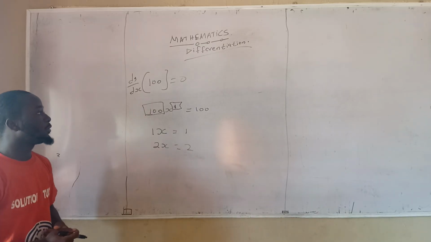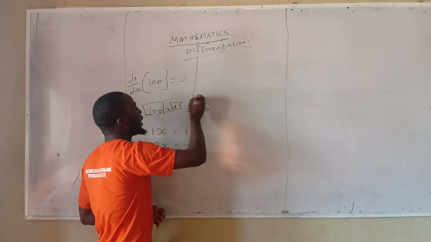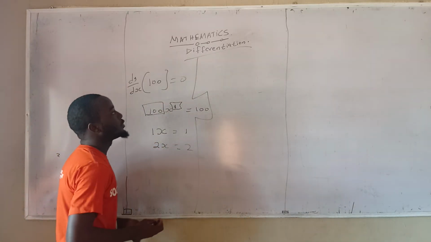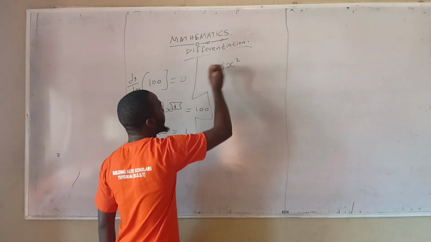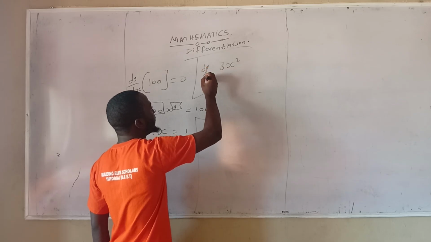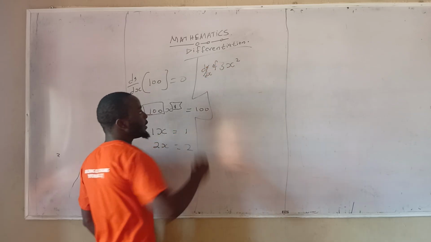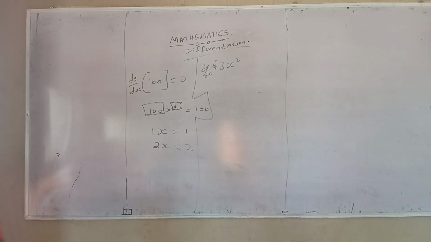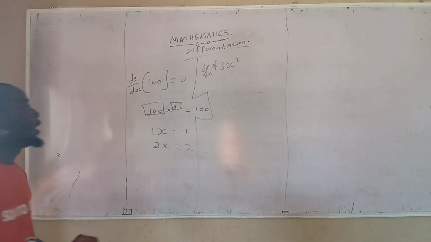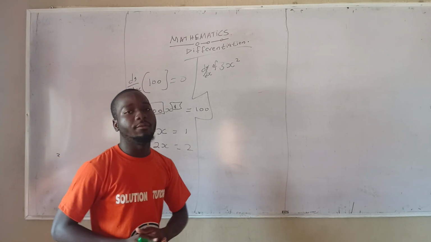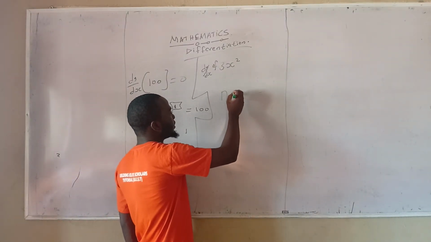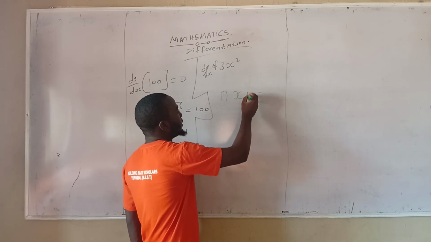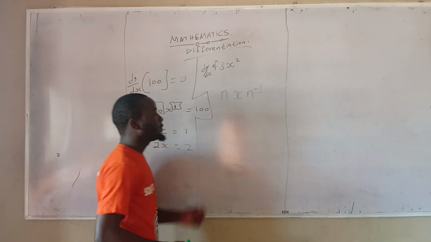Now if you have a more complex question, how do you really differentiate? Assuming you are asked to find dy/dx of 3x squared. Let me change the marker. How do you do dy/dx of 3x squared? Very simple. This is the formula: n x raised to power n minus 1.